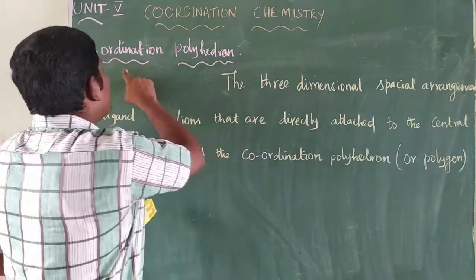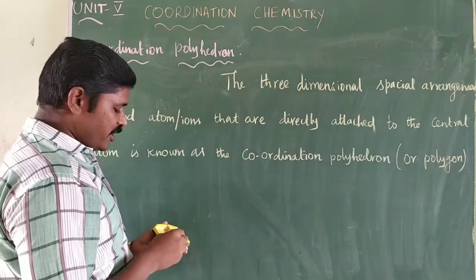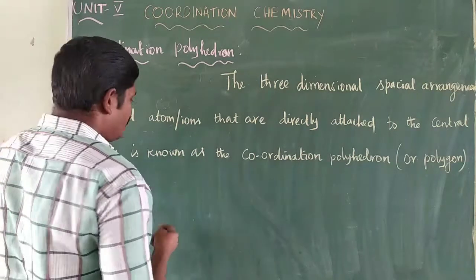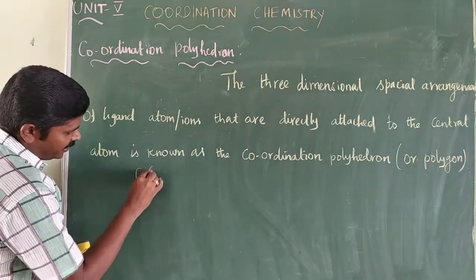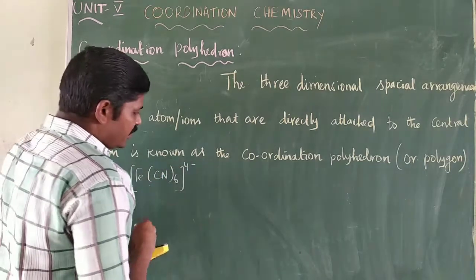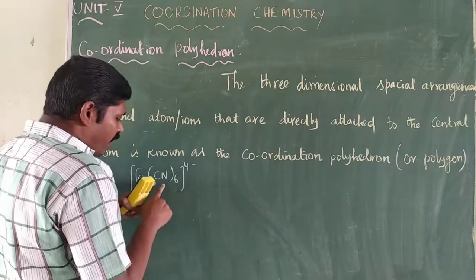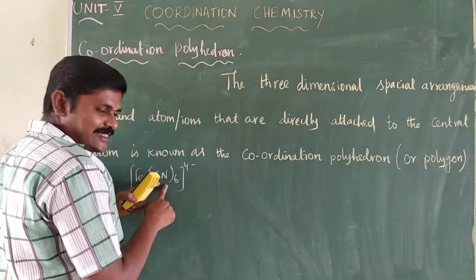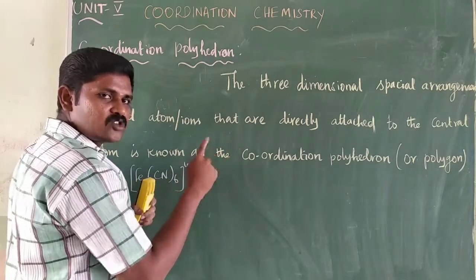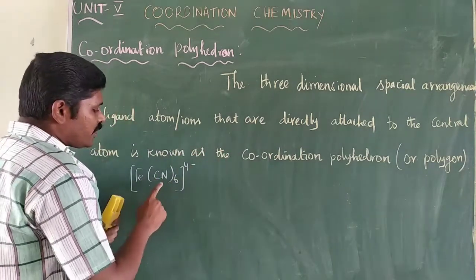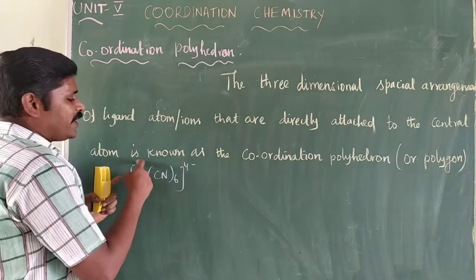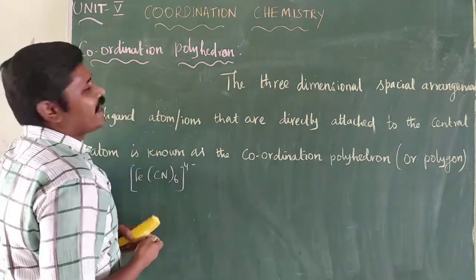Okay, students. The next one is coordination geometry, the geometry of coordination compounds. For example, [Fe(CN)6] 4 minus. The three-dimensional spatial arrangement of ligand atoms or ions, meaning neutral atoms, negative ions or positive ions, that are directly attached to the central metal atom is called the coordination polyhedron.